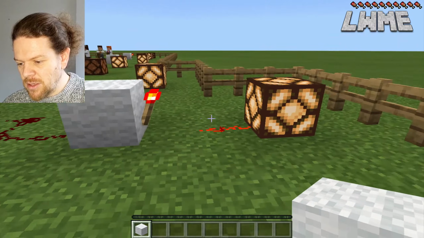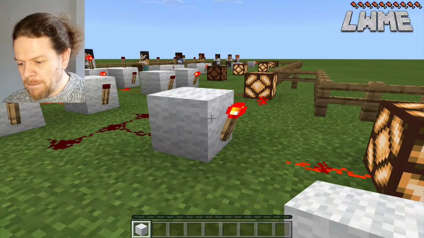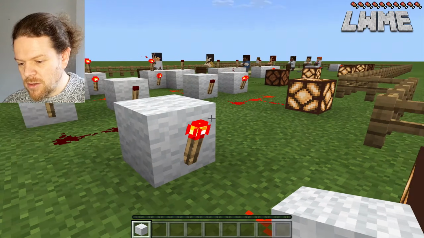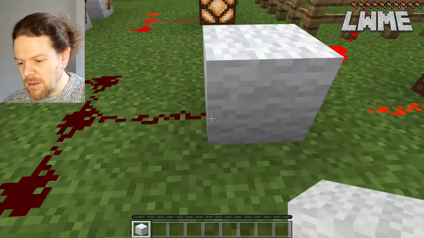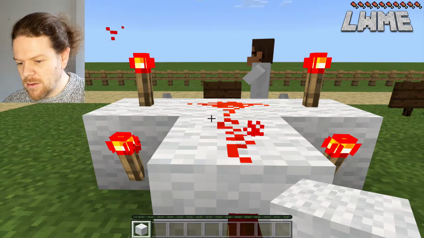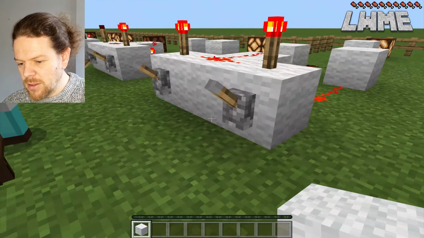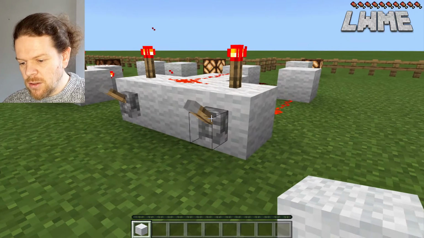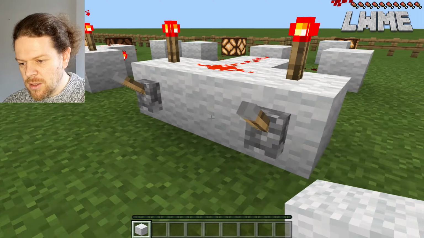It's just got an inverter there at the end, which is a wool block with the redstone torch placed there that inverts the signal going in. That's how it's put together, the redstone on top. There we go.